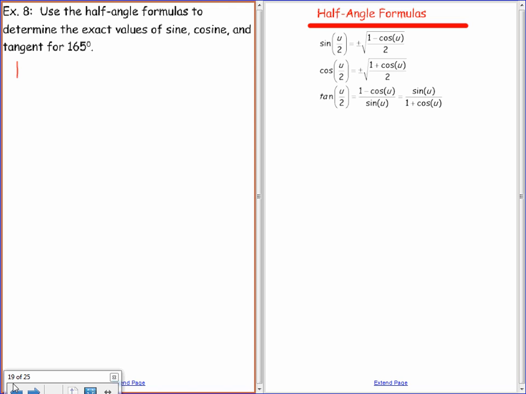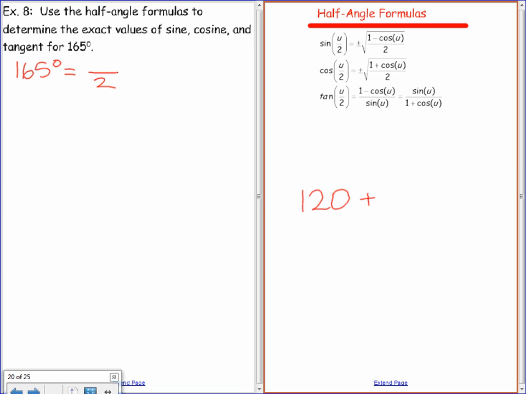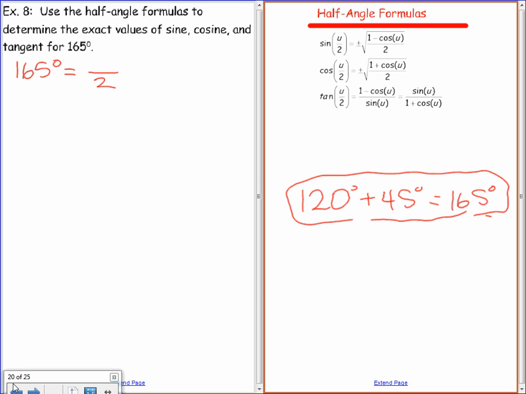The given angle is 165 degrees, but I want to rewrite this as something over 2 because I'm supposed to use half angle formulas here. You could, in essence, still use sum of angles, like 120 plus 45 degrees gives you 165. You could use a sum or difference of angles and evaluate all of the sine, cosine, and tangent. Unfortunately, the directions want us to use half angle formulas, so we've got to come up with a creative way to evaluate this.